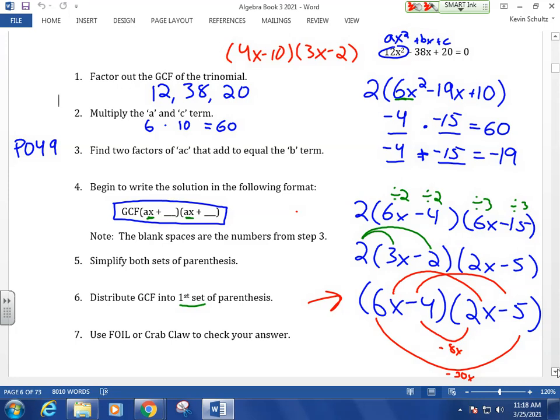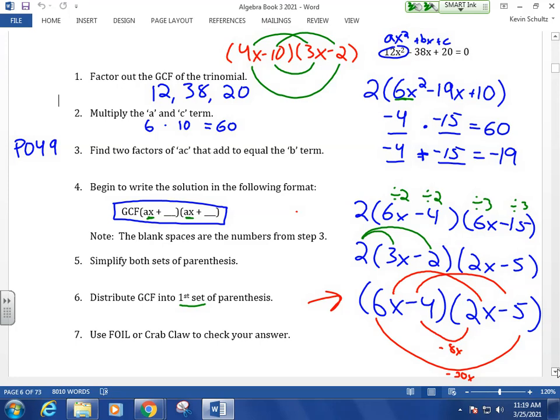That's okay, because when we multiply this, 4x times 3x is 12x squared. Negative 10 times negative 2 is positive 20. Negative 30x, negative 8x still combine to give us negative 38x. So again, just goes to show that it doesn't matter what order those parentheses are in, as long as your numbers are correct. Okay, which means that there are multiple ways to factor this, right?